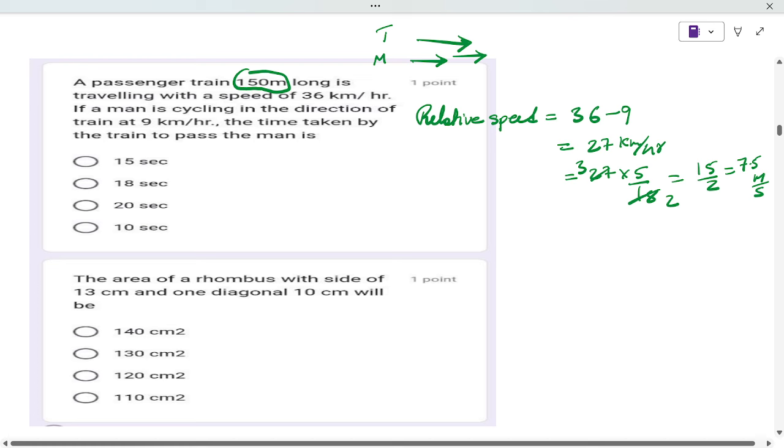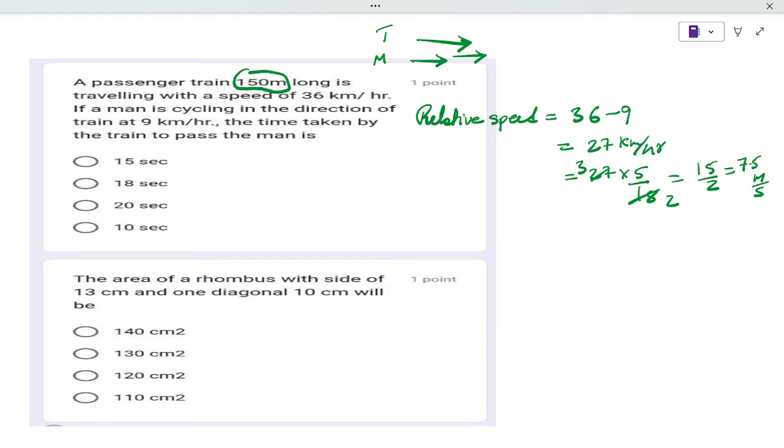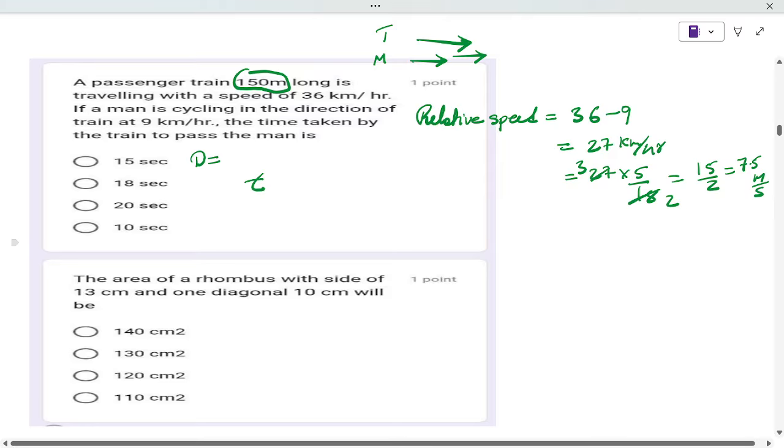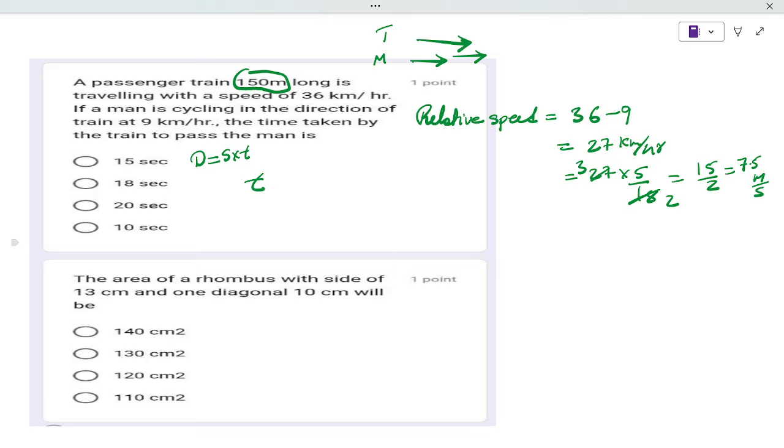So let's calculate the time, because they are asking how much time the train takes to cross the man traveling on a cycle. So time is what again? The definition: distance is equal to speed into time. We learned this in class 9 science, a physics topic. Distance is equal to speed into time. Time will be distance by speed. The distance is 150 meter, because the train is crossing a man.